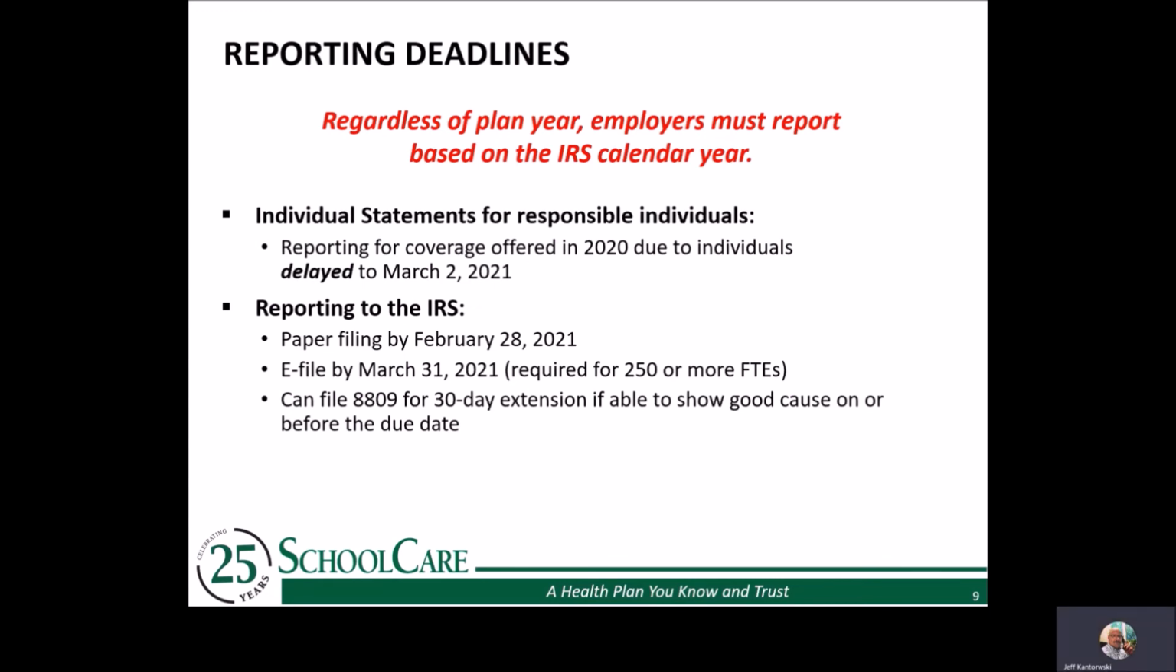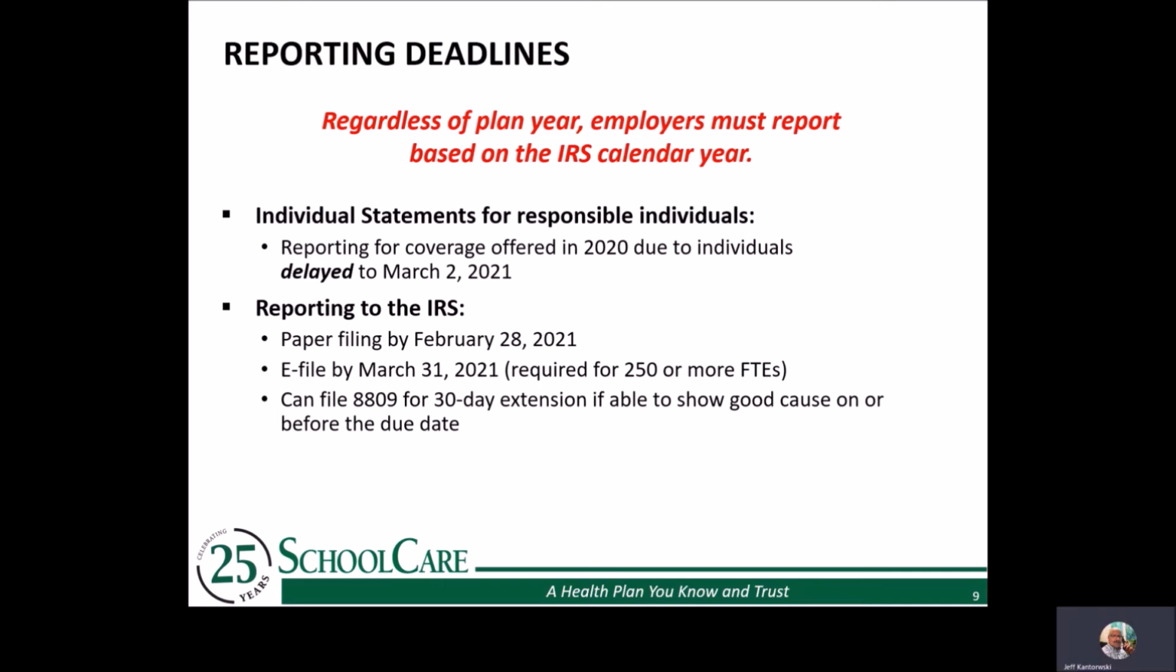As far as reporting deadlines, remember that regardless of SchoolCare's plan year being July to June, employers must report based on the IRS calendar year. Individual statements for your employees, COBRA participants, and early retirees have already been delayed from January 31st to March 2nd, 2021. However, reporting to the IRS has not been delayed. If you're a paper filer, you must report by February 28th, 2021.